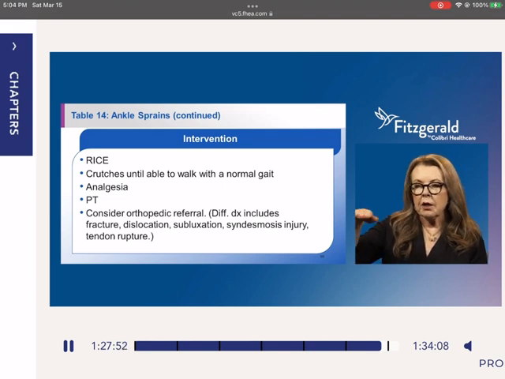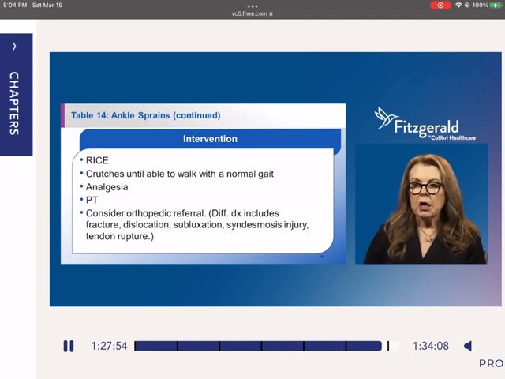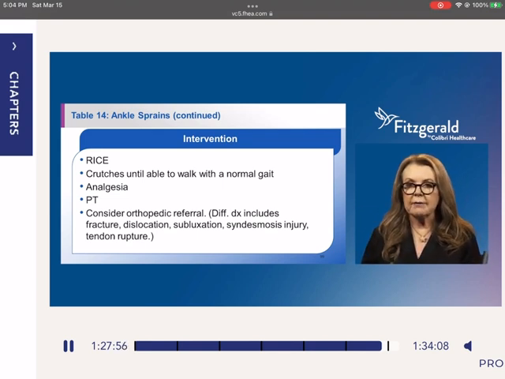That would be more like a grade 2 sprain. Grade 1 sprain, most of the time, just RICE alone will do the trick. Analgesia, physical therapy, and consider ortho referral, definitely for a grade 3 ankle sprain, because the differential diagnosis includes fracture, dislocation, subluxation, tendon rupture, and a few others.